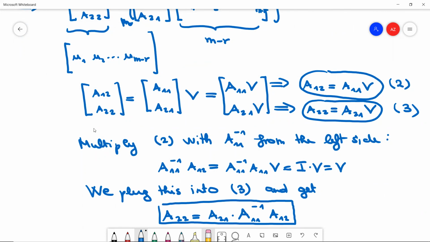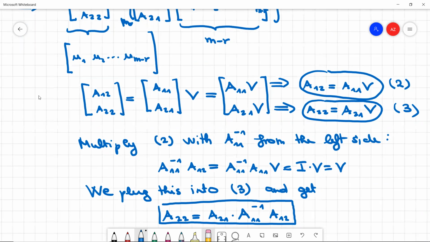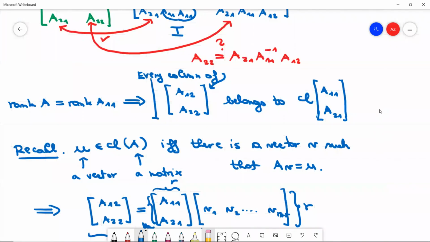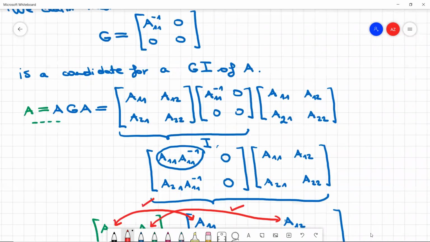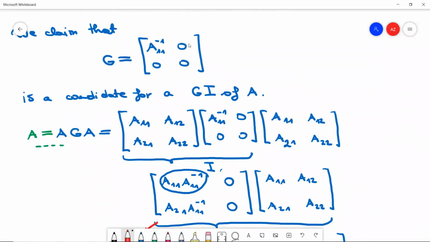So this is what we could extract from the fact that rank of A is equal to rank of the first R columns, or even the first R columns and the first R rows. And this is just the last equation which has to hold for our generalized inverse to be of the form we claimed. So this proves what we've checked, proves this last equation, which means that our generalized inverse is again really of this form.